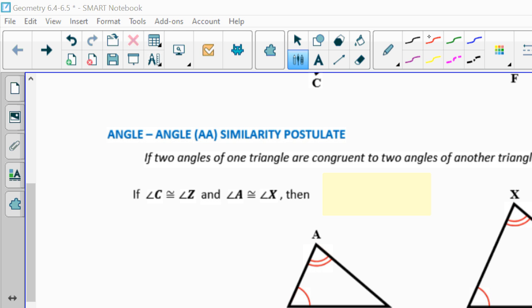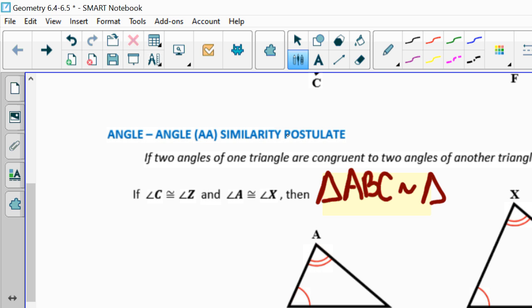Okay. So here it tells me if angle C is congruent to angle Z and angle A is congruent to angle X, then I can say that my triangles are similar. So then I can say triangle ABC is similar to triangle XYZ.